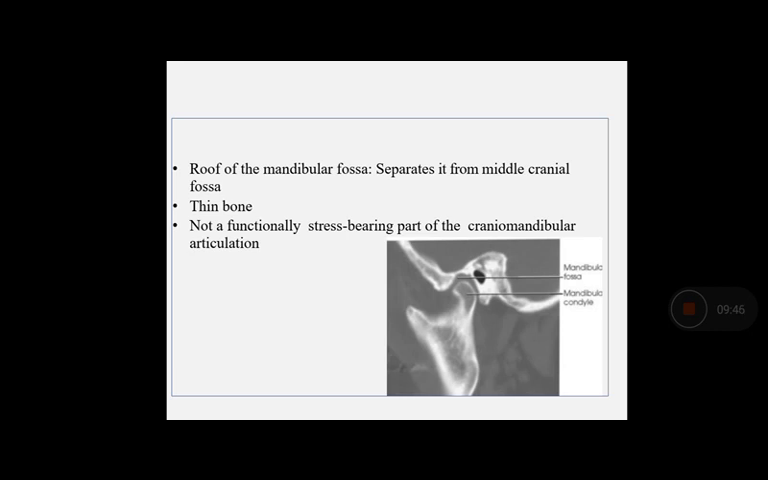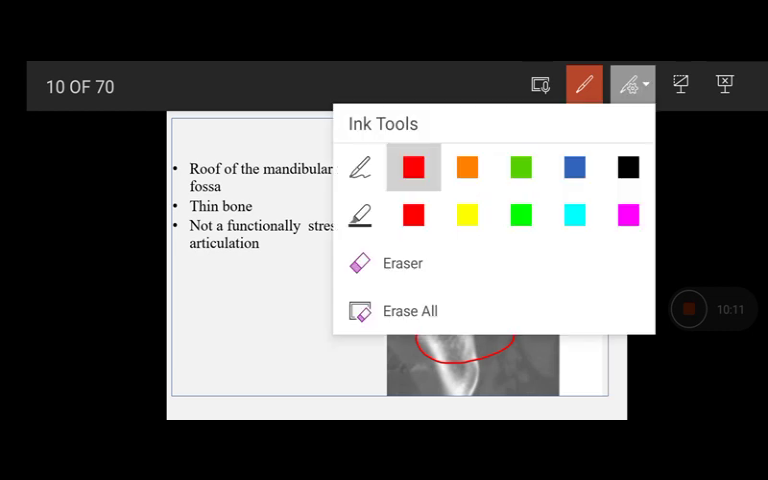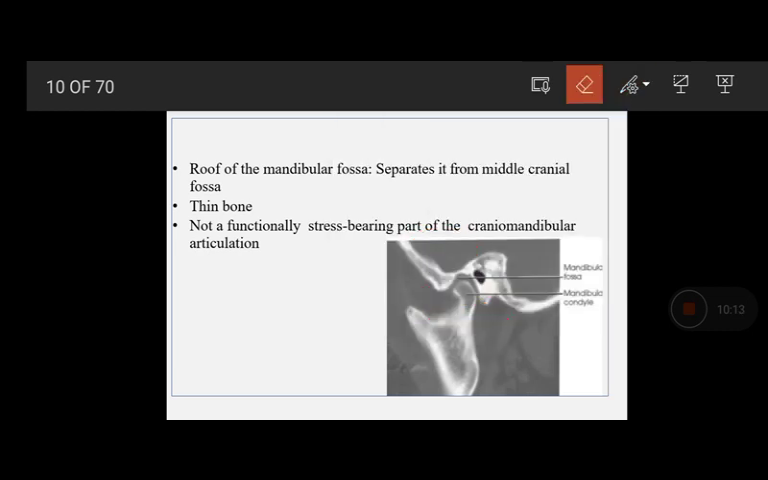Now this portion of the TMJ forms the roof of the TMJ, right? That is the glenoid fossa. It is actually very thin and it separates the TM joint from the middle cranial fossa. So this is the middle cranial fossa, and this is the joint component. In between you have the bone, and we can see that this bone is actually very thin.